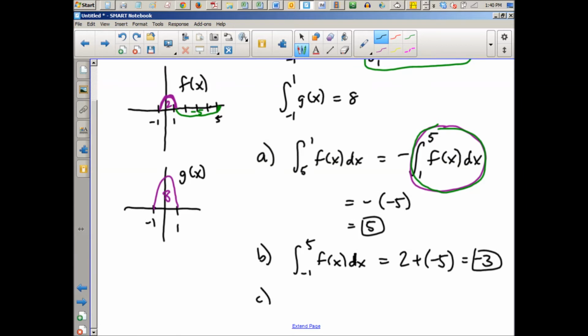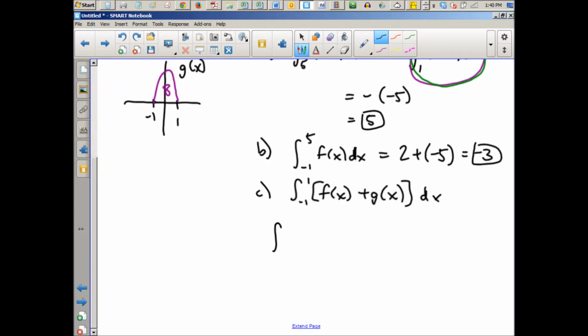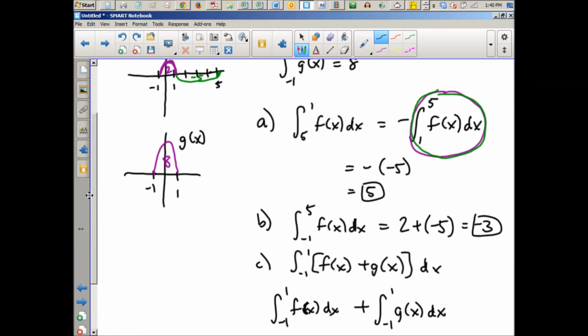Let's look at part C. Part C asks us for the integral from negative 1 to 1 of f of x plus g of x dx. And we had said that we can split an integral of a sum into a sum of integrals. So why don't we do that? Let's write this as the integral from negative 1 to 1 of f of x dx plus the integral from negative 1 to 1 of g of x dx, both of which are given.